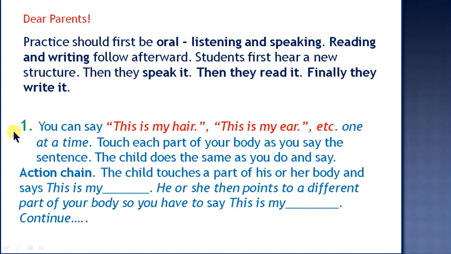Activity 1. You can say, this is my hair, this is my ear, etc. One at a time. Touch each part of your body as you say the sentence. The child does the same as you do and say.